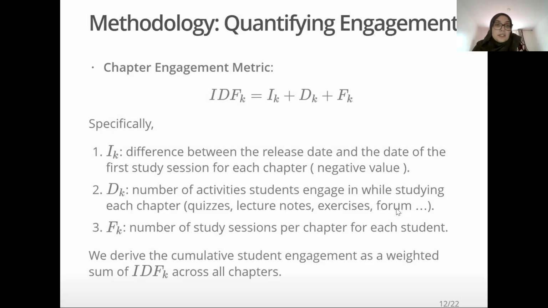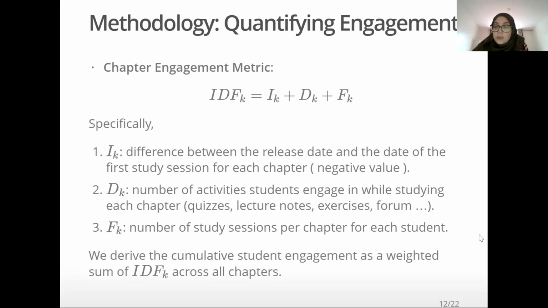To get the cumulative engagement metric for the whole year, we apply a weighted sum across all chapters. For the weights, we use expert advice, that is, educator advice. And even though this design is not fully statistical, we say it still reflects the depth and the breadth of the students' online interactions.